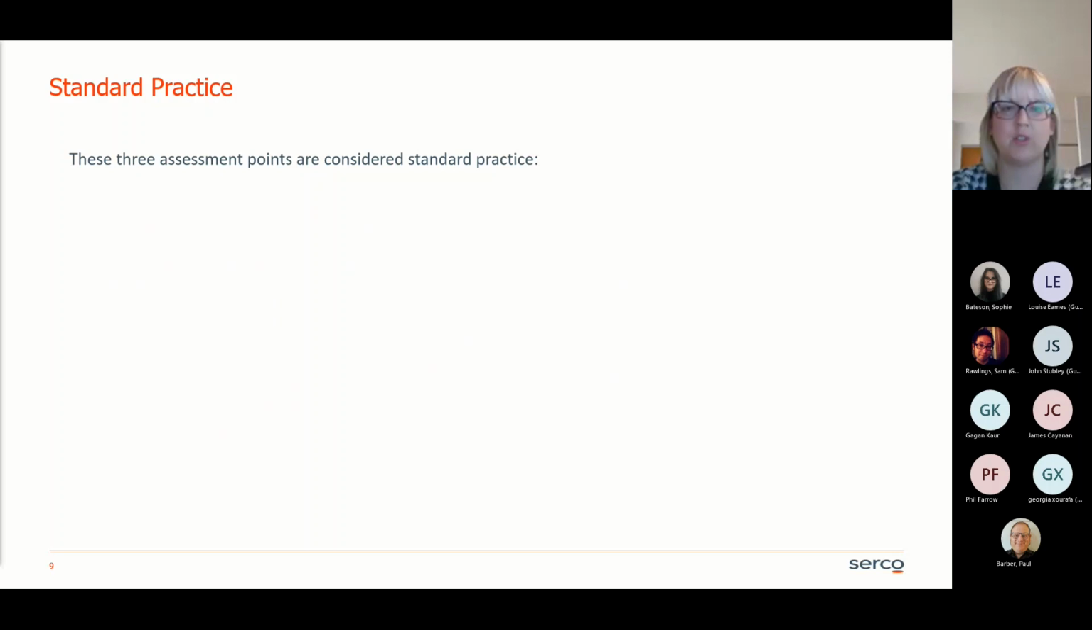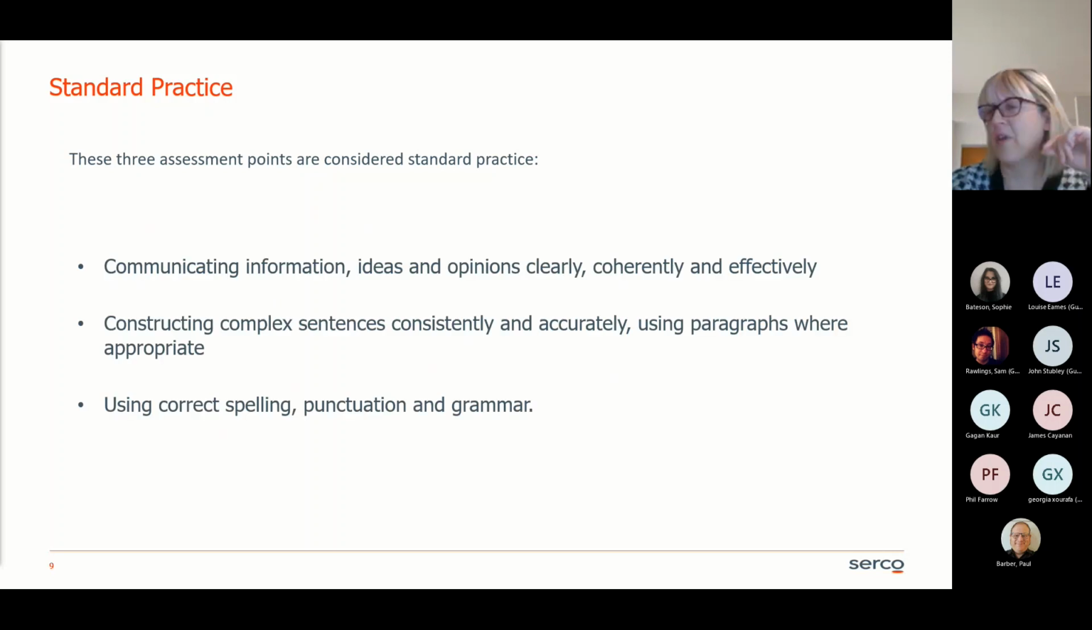For level 1, level 2, and also entry level as well. If you were to do entry level, these are standard literacy practices. So the first one anyway is you're expected to communicate information, ideas and opinions clearly, coherently and effectively.